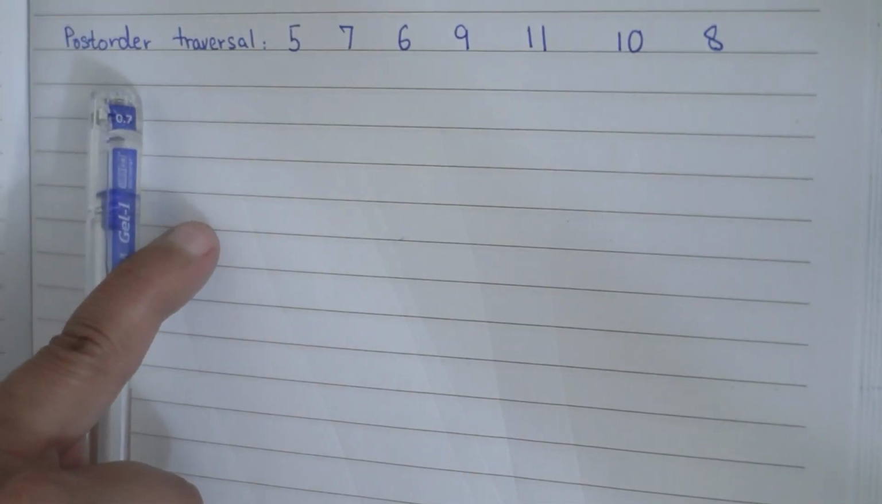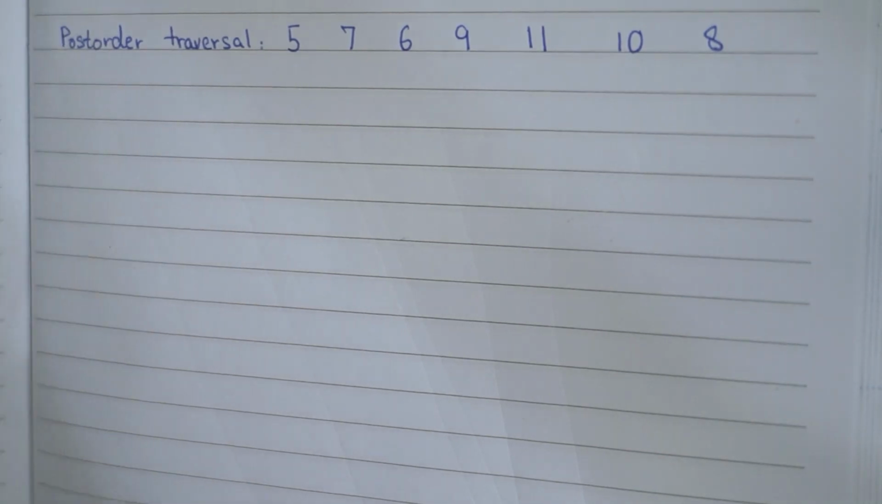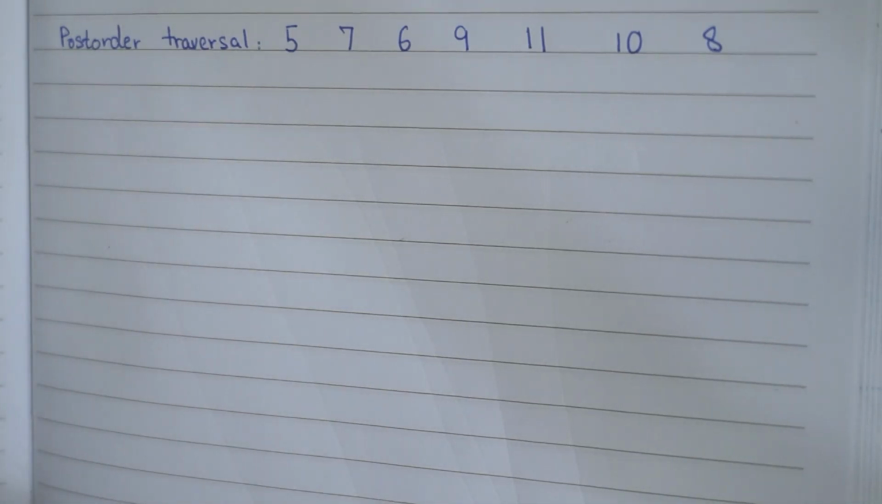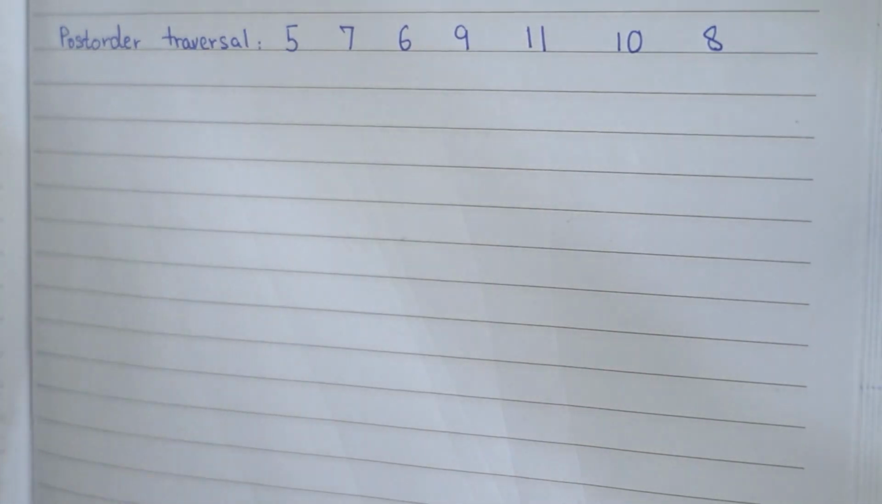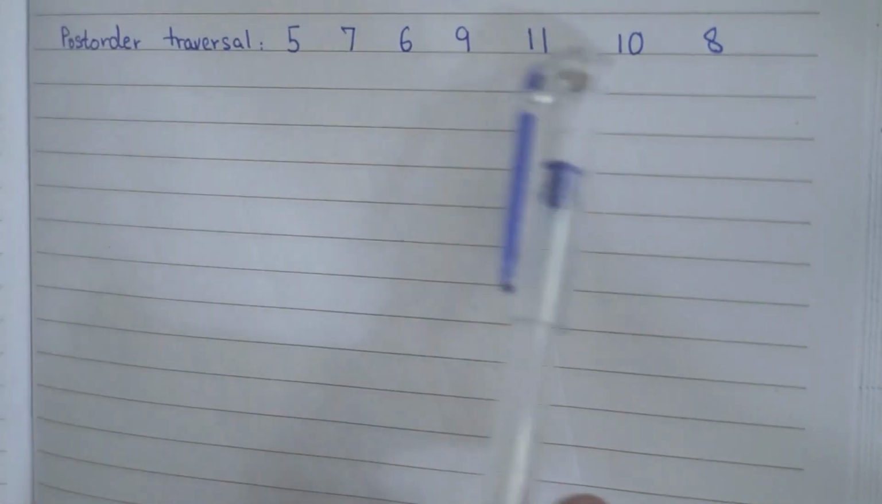Now I hope that you already know that post-order traversal means that first we visit the left subtree, then the right subtree, and then the root. But we cannot make the binary tree only from the post-order traversal. Another traversal technique is needed, which is in-order traversal. In-order traversal is nothing but the ascending order traversal of the binary tree.